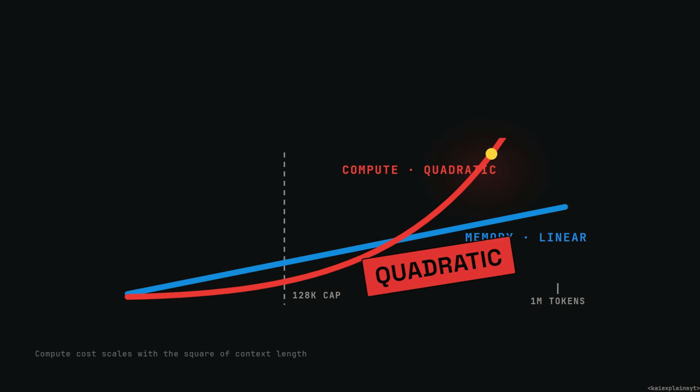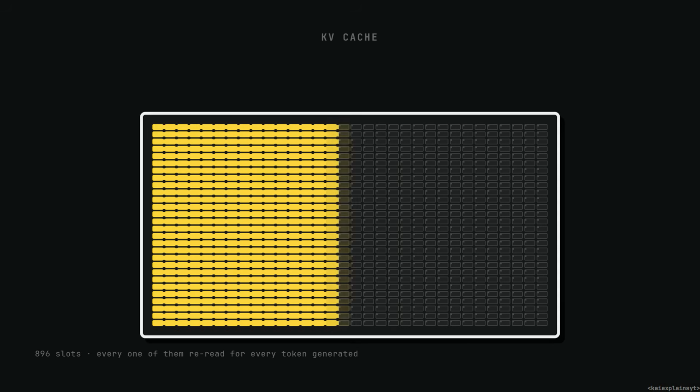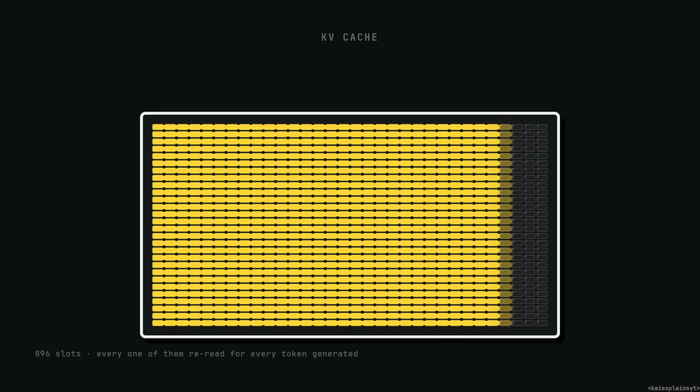At 1 million tokens, the model has 1 million memory slots, called the KV cache, and it scans them for every single token it generates. That's why most labs either cap context at 128K or price long context high enough that you only reach for it when you have no other option.